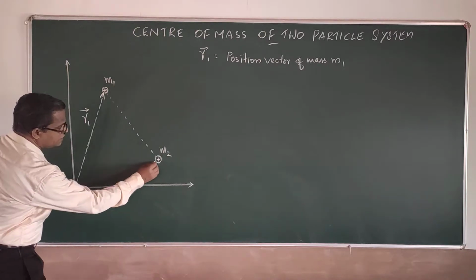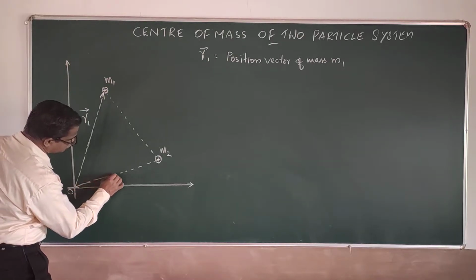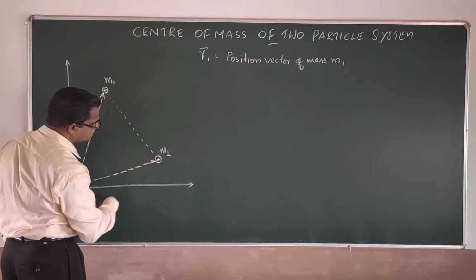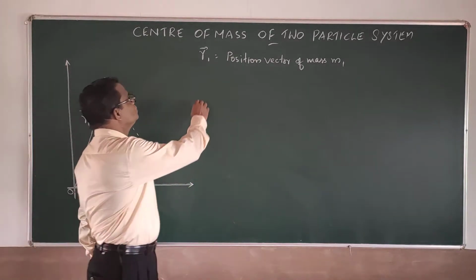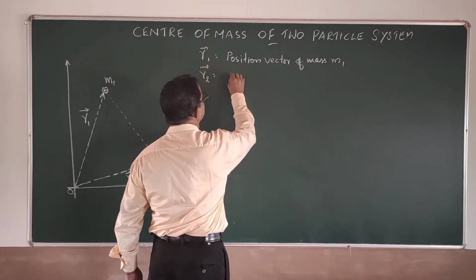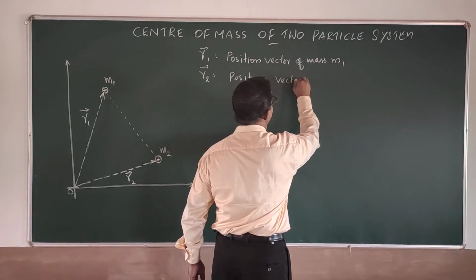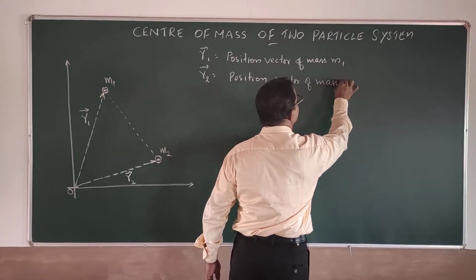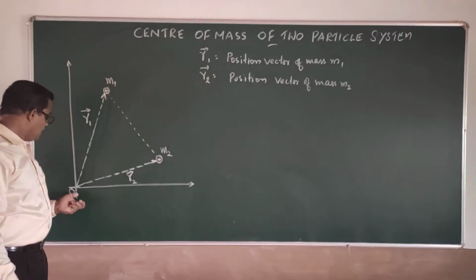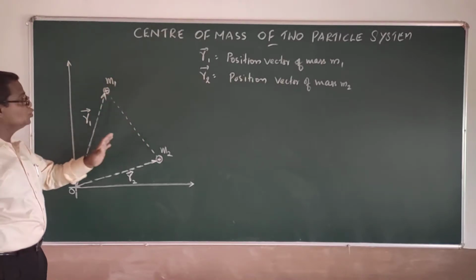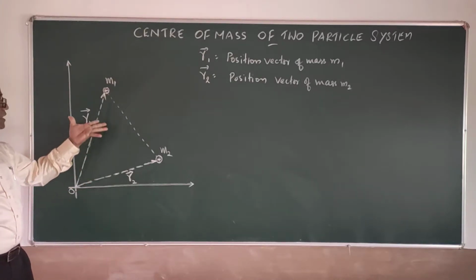Like that, if I take m2 and find the distance to m2 from the origin, this gives the position vector r2. So r2 is the position vector of mass m2. So that is the meaning of position vector. Now you can identify the movement of mass m1 and m2 in this Cartesian coordinate system clearly, because from the origin where it is, it's now understood.